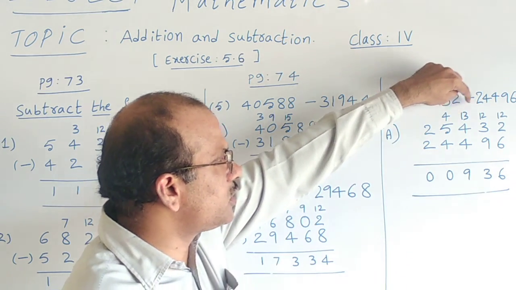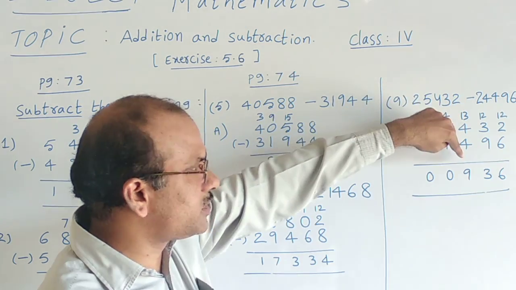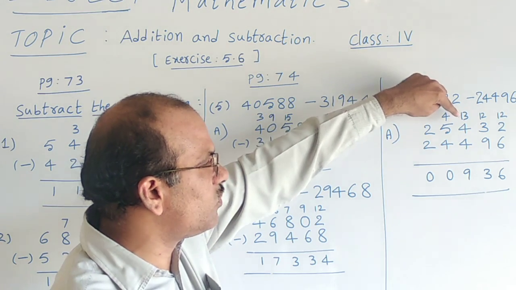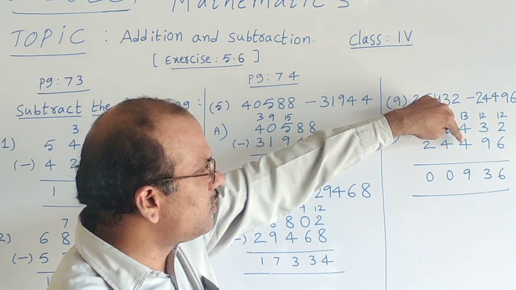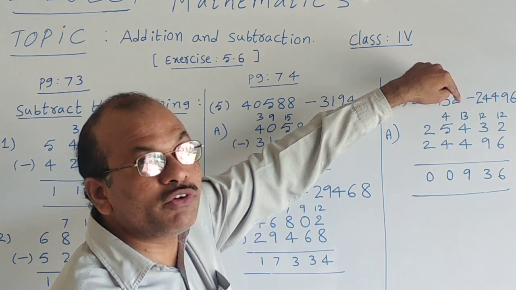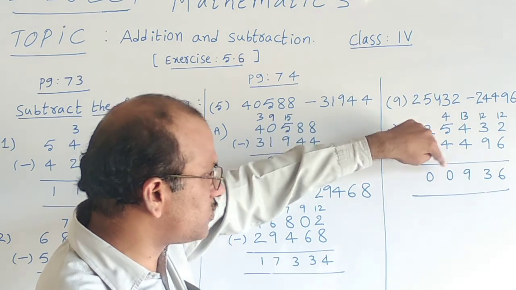Then your borrow is given. Just 3 will be left. But from 3 we cannot subtract this 4. So 3 also needed borrow from this 5. So 3 becoming 13. 13 minus 4 gives you 9. Then this 5 already given borrow, we said just now. 5 becoming 4. 4 minus 4 is 0.